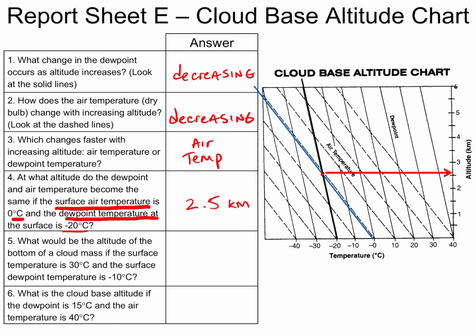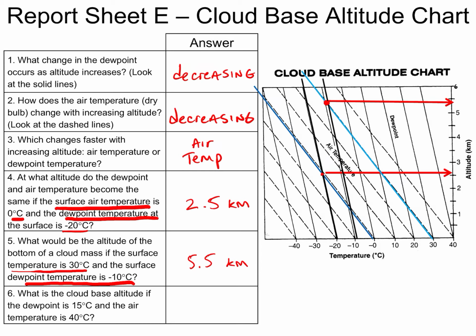For the next one: what would the altitude of the bottom of the cloud mass be if the surface temperature, which is the air temperature, is 30, and the dew point is -10? Air temperature of 30 is the dashed line, and the dew point of -10 is the solid line. They meet right around here. My graphics are a little off, but it should be somewhere around 5.5 kilometers.